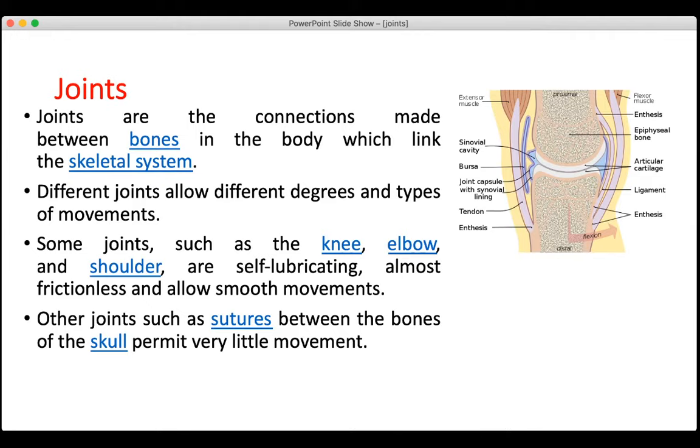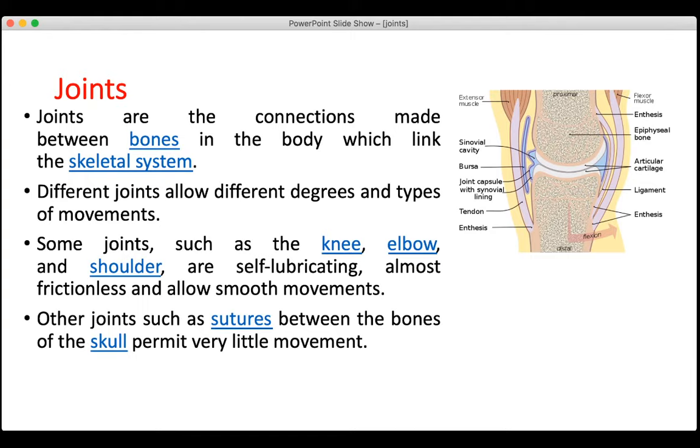The first one I'll discuss is according to structure. It is known as structural classification. The second one will be according to function. Function means the movement they allow. And the third one is the biomechanical classification. These three classifications are in your syllabus, and if you are studying biomechanics, you should know all three. So one by one, I'll discuss all of them in the later slides.